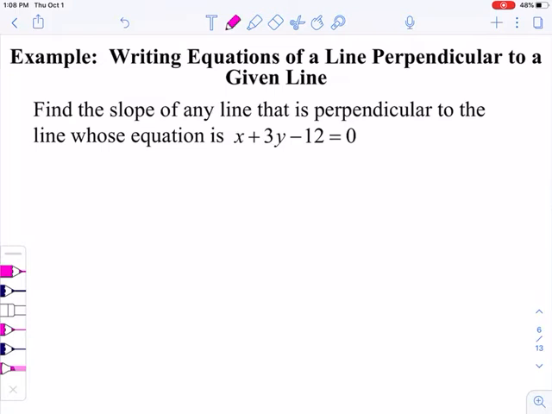For example, it tells us to find the slope of any line that is perpendicular to the line whose equation is, they give us the general form, x plus 3y minus 12 is equal to 0.